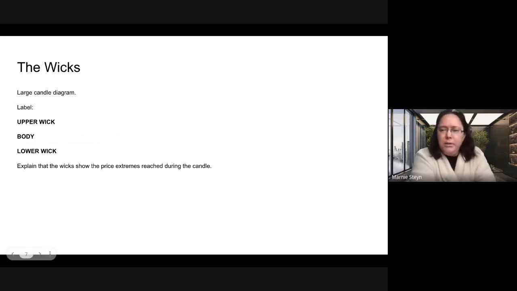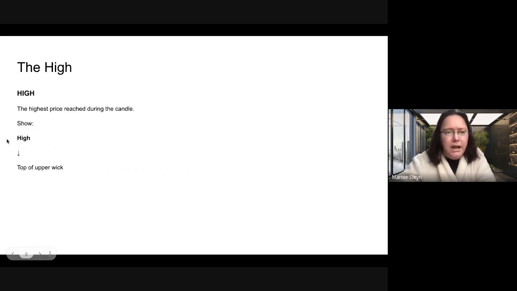Tonight we're going to be spending a lot more time on the wicks and the body because we want to understand more what is happening there. So obviously you have your upper wick, you have your body, and your lower wick. We're going to dive into this a lot more, but that is pretty much how a candle is set up. Now, what is the high of the candle? The high is the highest the price reached during the candle, all the way to the top of the upper wick.